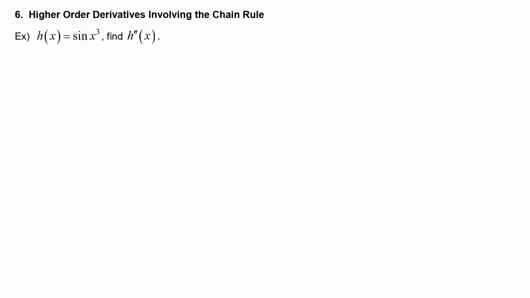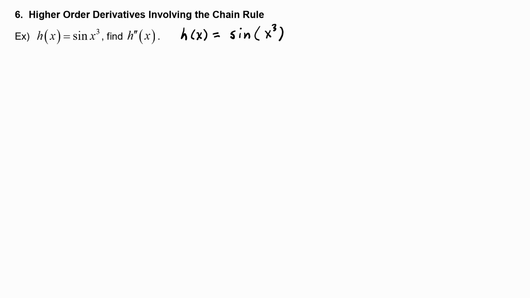Now you will learn how to find higher order derivatives involving the chain rule. In this example, h of x is equal to sine of x cubed. Find h double prime of x. Just to make sure you're crystal clear on h of x, it's equal to sine of the quantity x cubed. The only thing being cubed is the x.